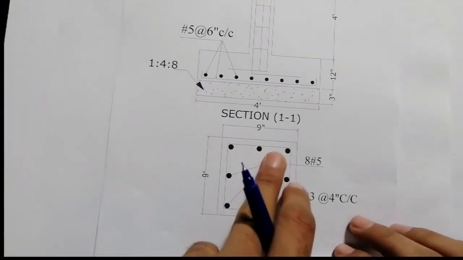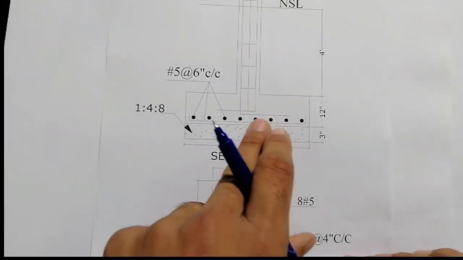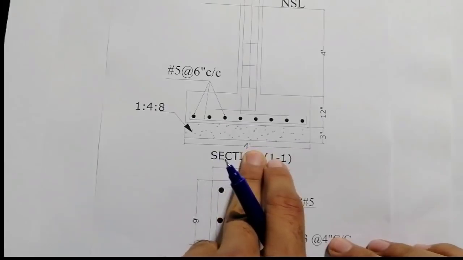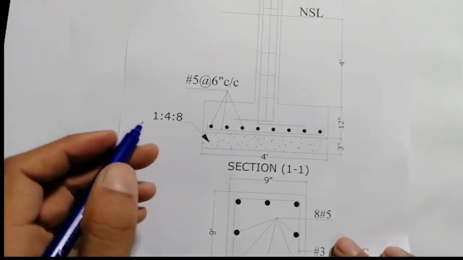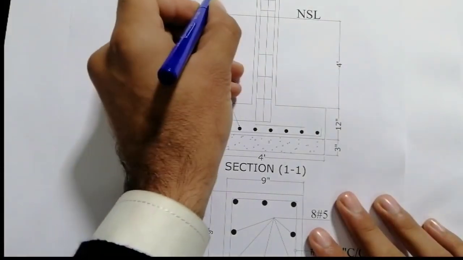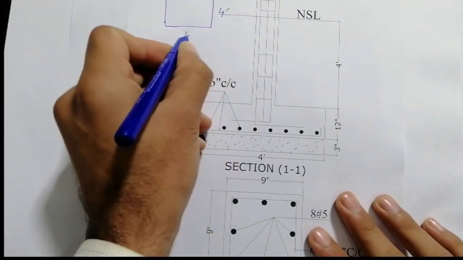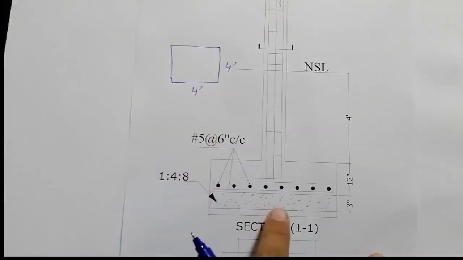Guys, you can see this is an RCC column, which size is 9 by 9 inches, but this is the footing, which is 4 by 4 feet in size. From the top, it becomes like this. The footing is 4 feet by 4 feet, right?